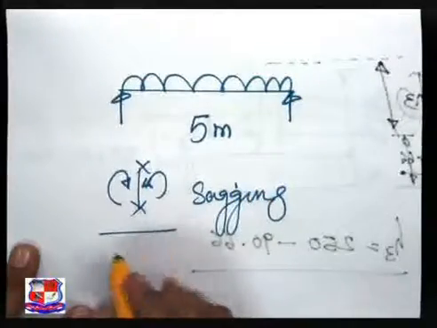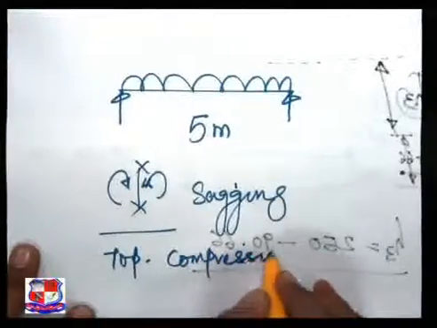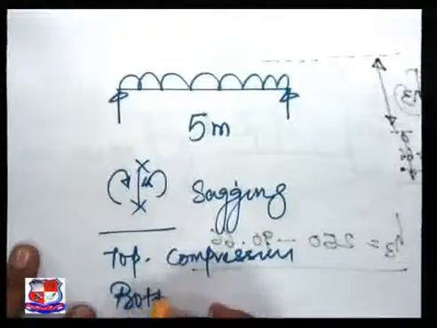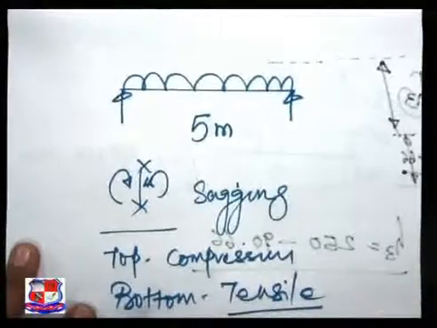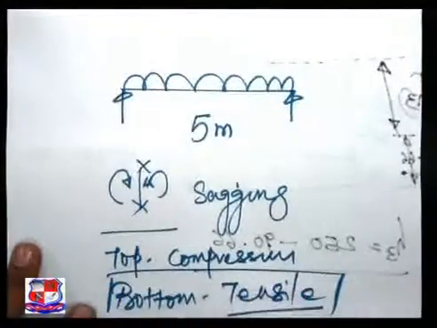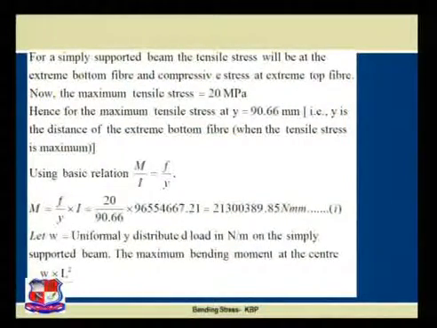Sagging means the top is under compression and the bottom is under tensile stresses. So there is development of tensile stresses at the bottom. In our problem, the given constraint is that the maximum tensile stress developed in this particular section is 20 megapascal. This means if the stress goes beyond 20 megapascal, my beam will fail. That is the meaning of the statement.